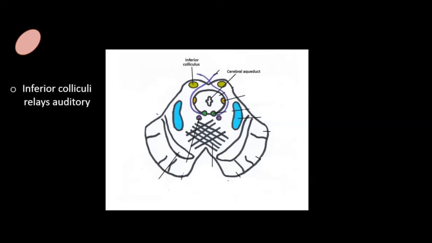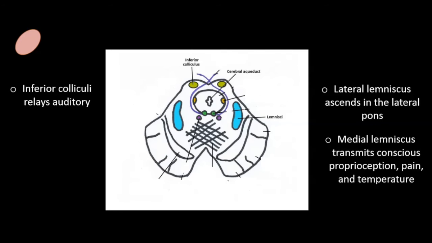Here we can identify two lemnisci, the spinal or lateral lemniscus that ascends in the lateral pons and caudal midbrain, and the medial lemniscus that transmits conscious proprioception, pain, and temperature from the body to the thalamus and cerebral cortex. The rubrospinal tract facilitates flexor motor neurons of the contralateral side.